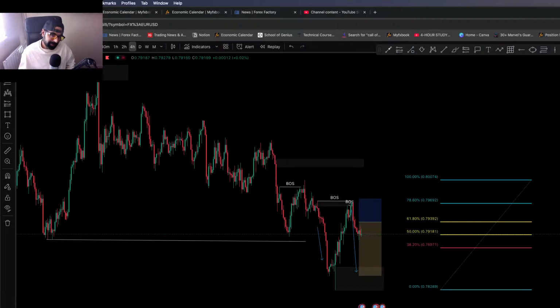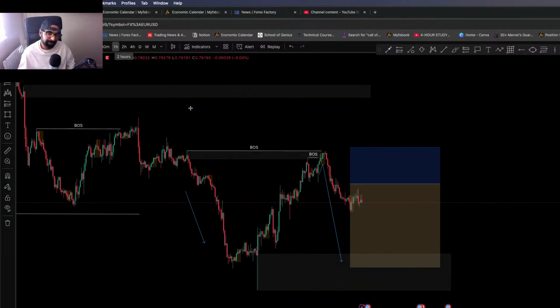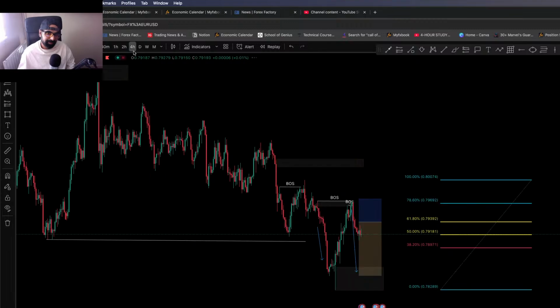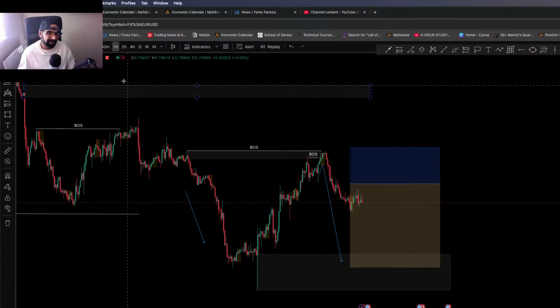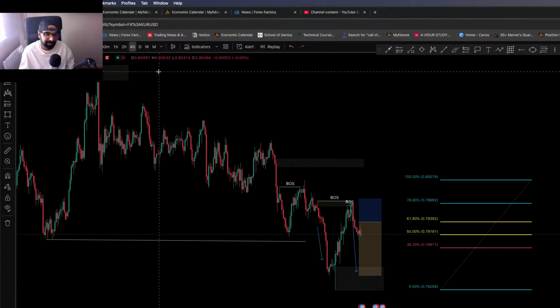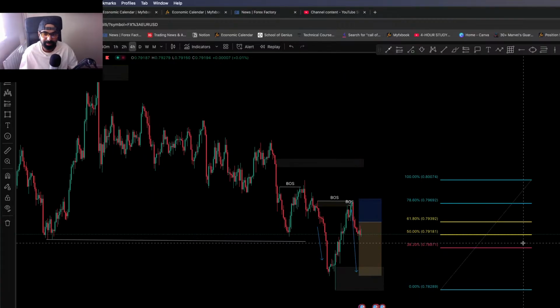USD CHF. I was in this trade yesterday, but I just posted on my Twitter. Made about £1. This was too slow. It took like 5 hours just to go here. You know, I can't be bothered with that. It's just too slow. Look, even now, it's not moving anywhere.